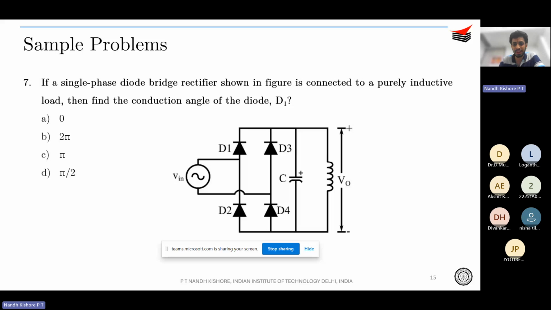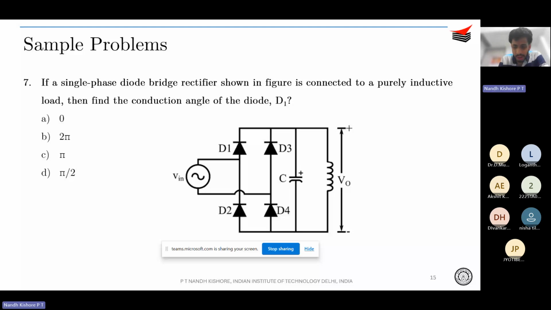Okay, so previously we saw one problem, right, about a diode circuit with an inductor and an AC voltage source. This is something similar to that. A single phase diode bridge rectifier is connected to a purely inductive load. Then find the conduction angle of the diode D1. So for how much time will D1 conduct? That is the question.